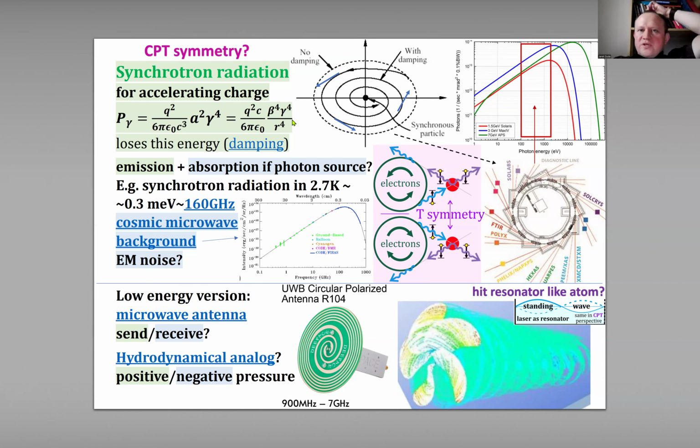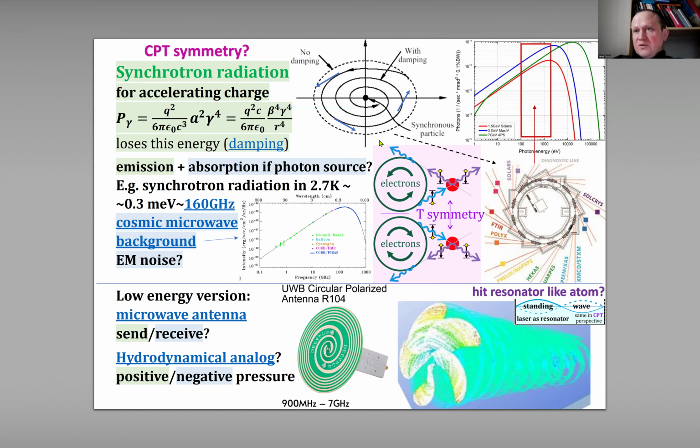So the question is, what about CPT symmetry in here? From the CPT perspective, if you reverse time, the spiral would be outward, so it kind of makes no sense. Let's think about it. In standard synchrotron radiation, we just emit photons but do not absorb. But in theory, this is very similar to an antenna. An antenna can both emit photons and absorb photons.